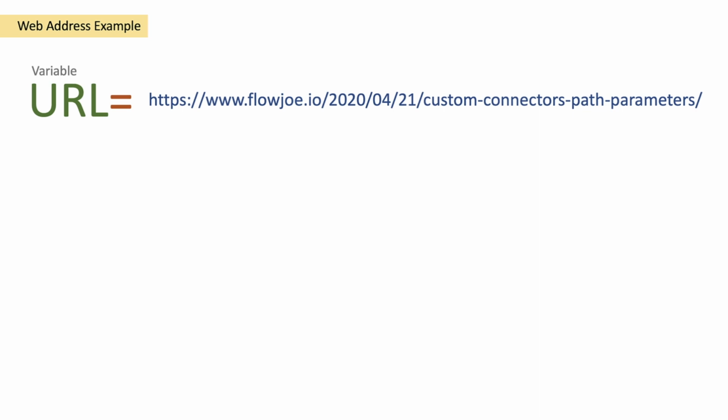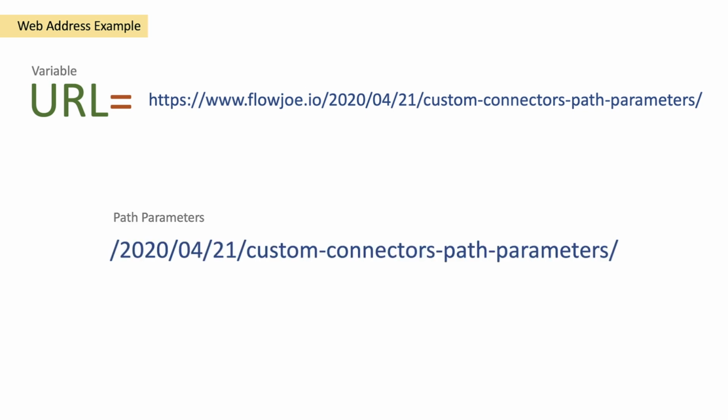However, let's say we've got this URL, so we've got flowjoe.io/2020/04/21, etc. All the path parameters start after the initial URL host. We've got /2020/04/21 and /custom connectors path parameters. Each one of these is a path parameter.